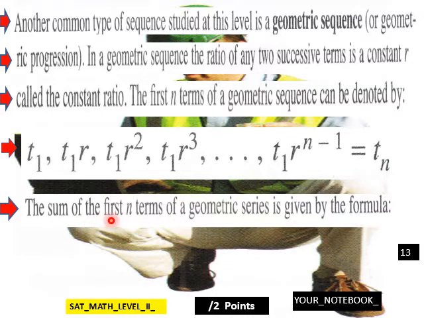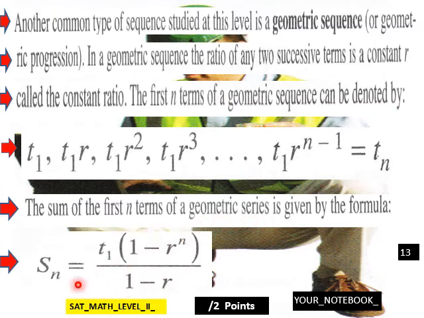The sum of the first n terms of a geometric series is given by the formula, and here's our series: term 1 times 1 minus r to the nth over 1 minus r.